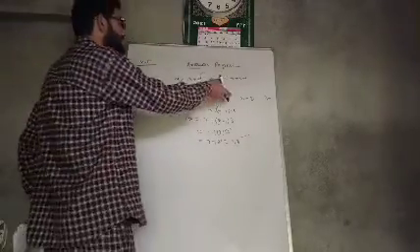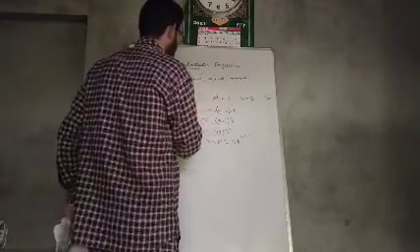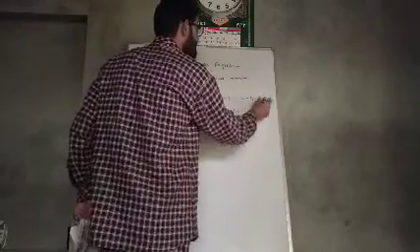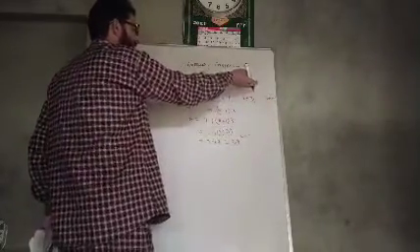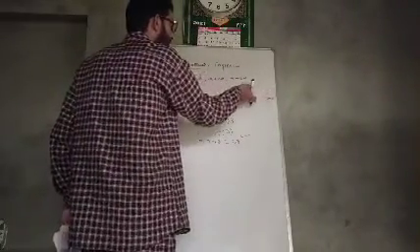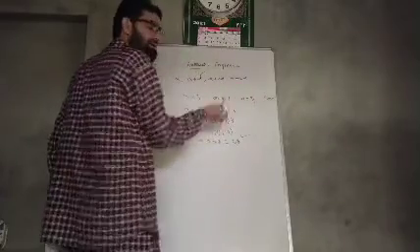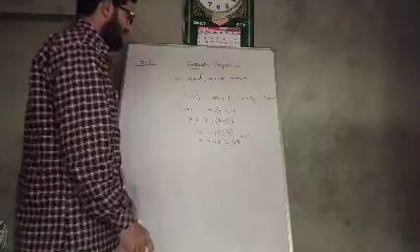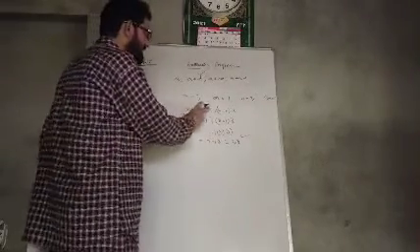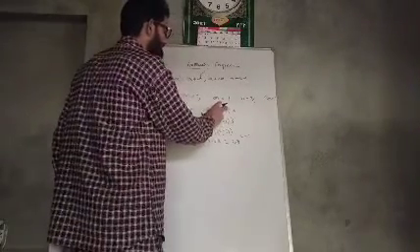Similarly, if any one of the terms, A is given, D is given, N is given, you have to find AN. Similarly, in some cases AN is given, N is given, you have to find D. And in some cases you have to find A. And the formula is the same. AN is equal to A plus N minus 1 into D.